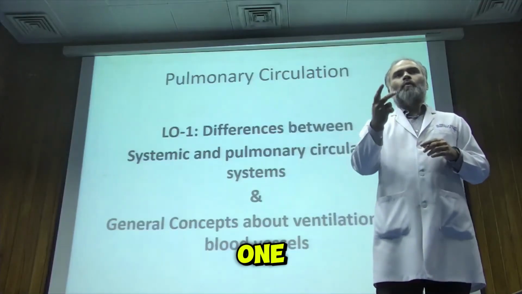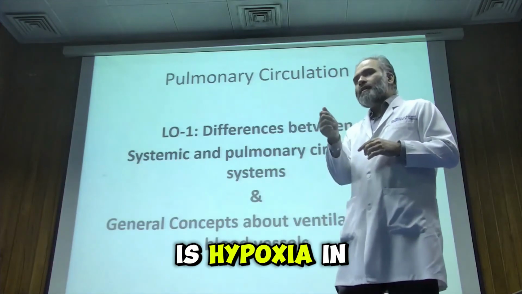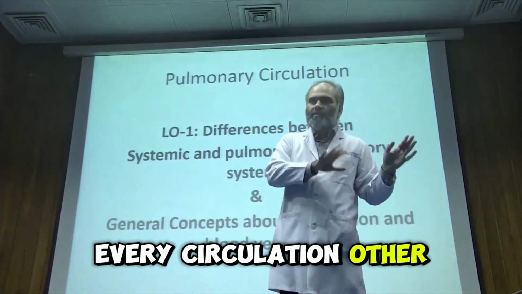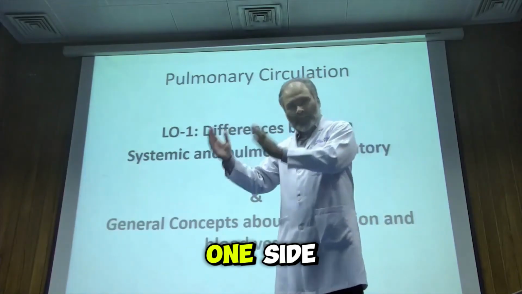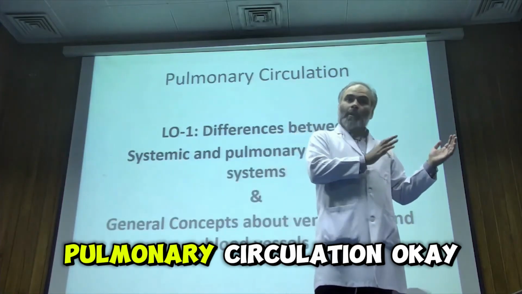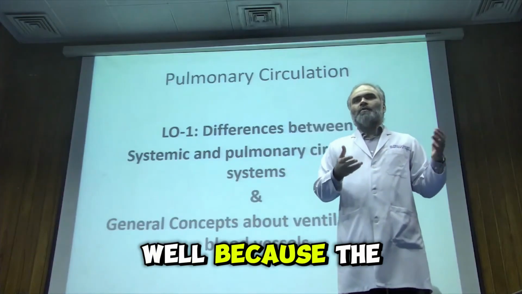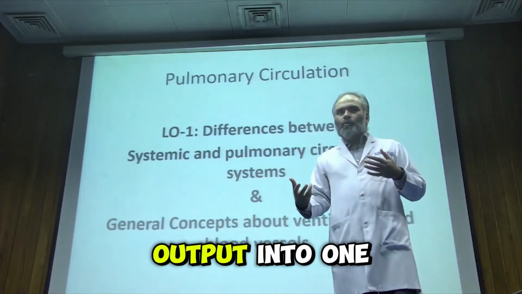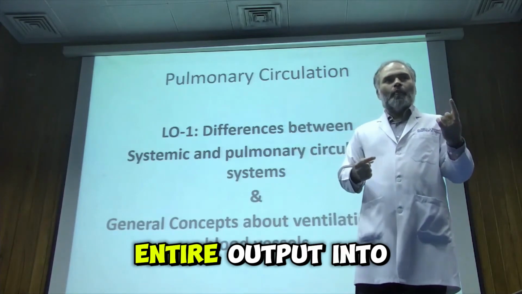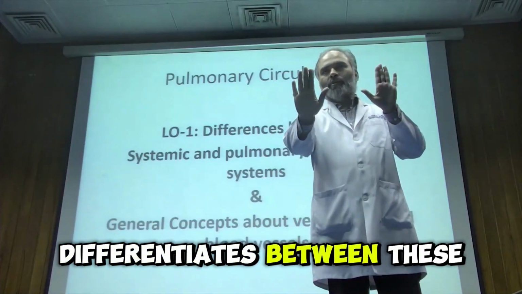One big one, just to give you a flavor of what we are talking about, concerns hypoxia in systemic circulation. What is systemic circulation? Systemic circulation is every circulation other than the lung. The entire body is on one side, called systemic circulation, and the lung is on the other side, called the pulmonary circulation. Why is this discrimination made with the lung? Because the right side of the heart pumps its entire output into one organ, the lung, and the left pumps its entire output into the rest of the body. That basically differentiates between these two circulations.